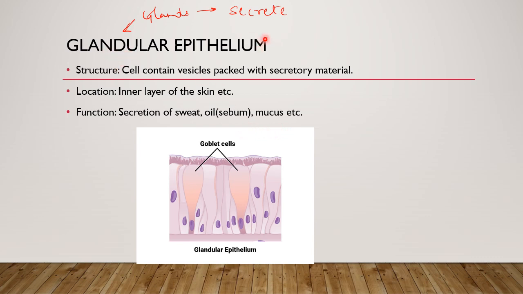So understood, glandular epithelium: gland means they would secrete something. Where are they present? In the inner layer of the skin. And what is their function? As they secrete something, they have the secretion of sweat or oil, which is called sebum, and mucus.